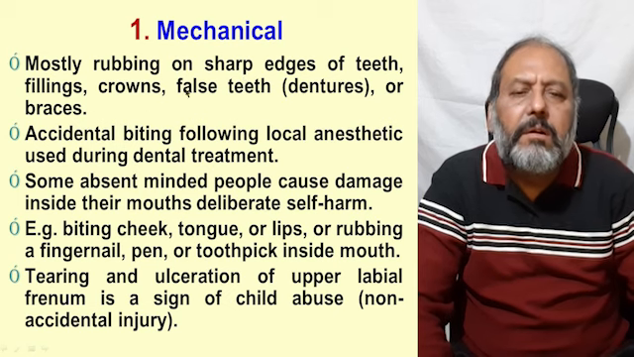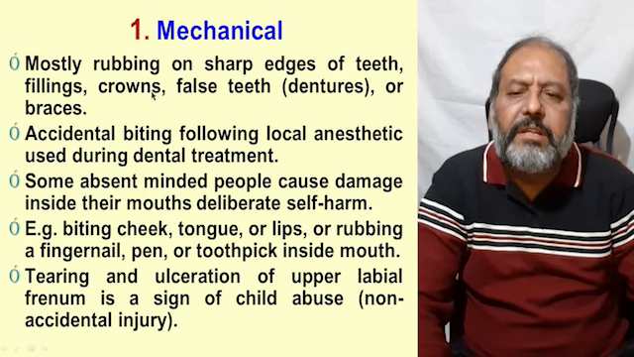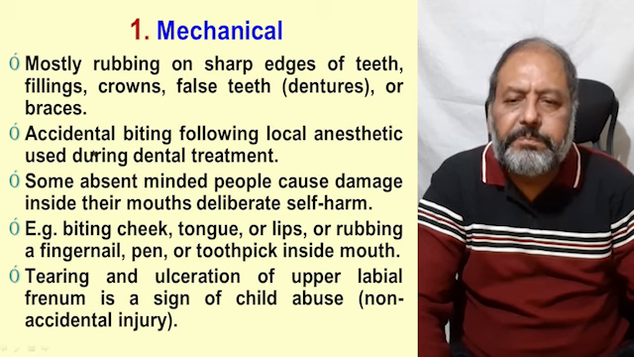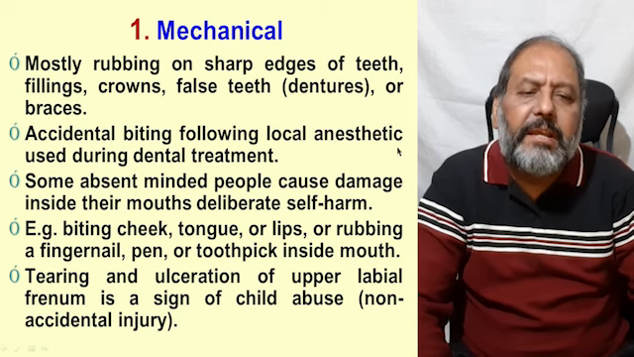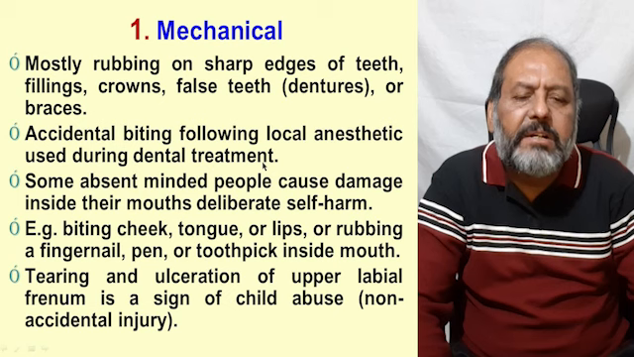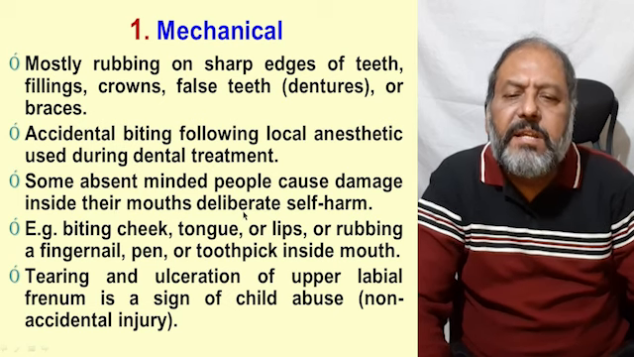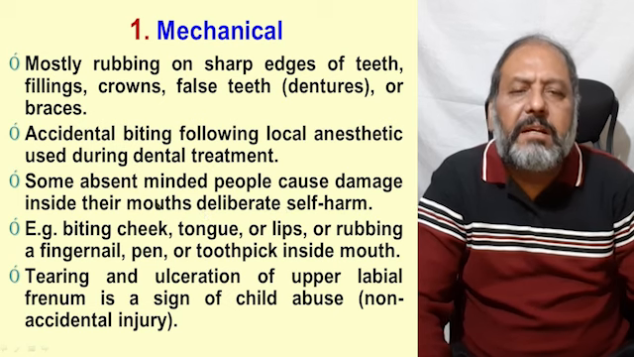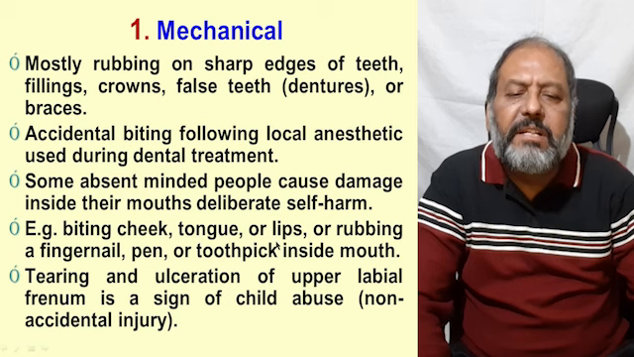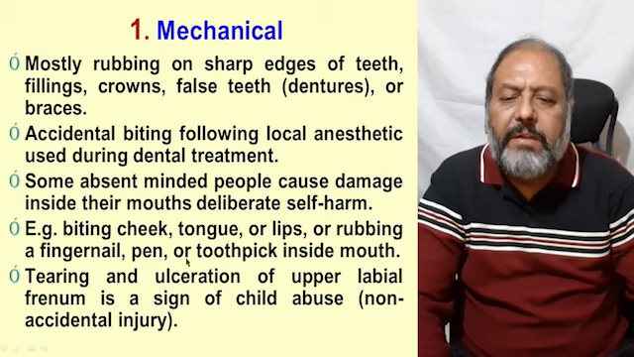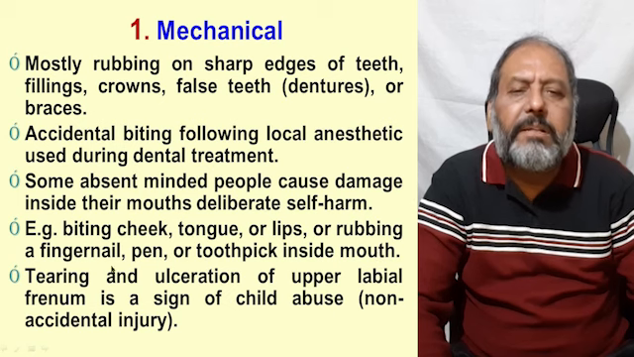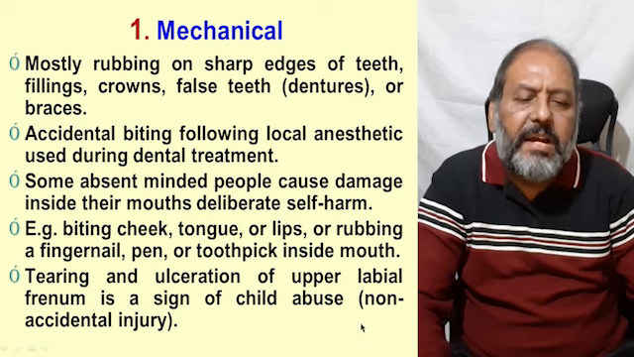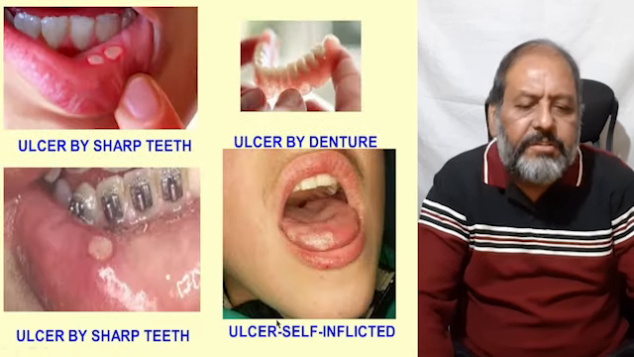So I am going to take them one by one. Number one is mechanical, mostly rubbing on the sharp edge of the teeth, fillings, crowns, false teeth, dentures, or braces. Accidental biting following the local anesthetic used during dental treatment, I have already told you. Some absent-minded people cause damage inside their mouth deliberately, causing self-harm like biting the cheek, tongue, or lip, or rubbing a fingernail, pen, or toothpick inside the mouth. Tearing and ulceration of the upper labial frenum is a sign of child abuse, non-accidental injury.